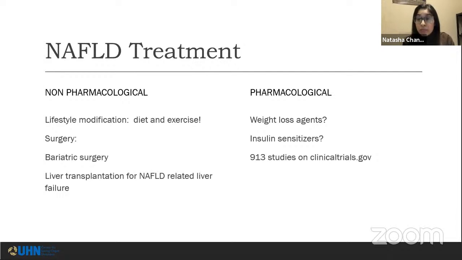Losing as little as 5% of one's fat weight may help with this disease quite substantially. Of course, for end-stage diseases where patients have cirrhosis, liver transplantation is the only known treatment. For patients who do not have cirrhosis but have several obesity-related diseases, including fatty liver disease, if weight loss cannot be achieved through lifestyle modifications, consideration for bariatric surgery is very important.